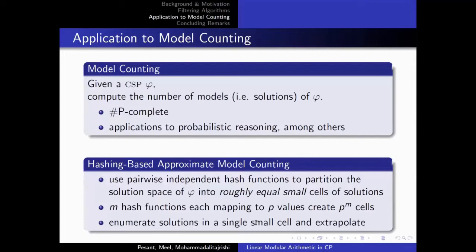So the idea is that we use several hash functions, pairwise independent, and that will partition the solution space of your CSP into roughly equal small cells of solutions. So if you use m hash functions, each mapping to p values, you'll create p to the power m cells. And at some point you stop and you enumerate the solutions in a single small cell and then extrapolate the result. So that's the idea behind this.